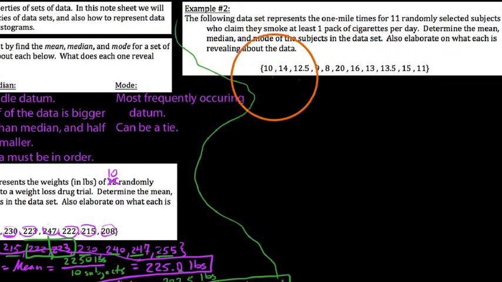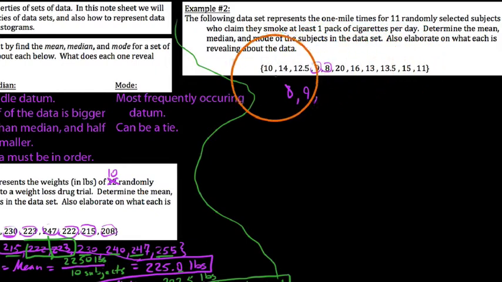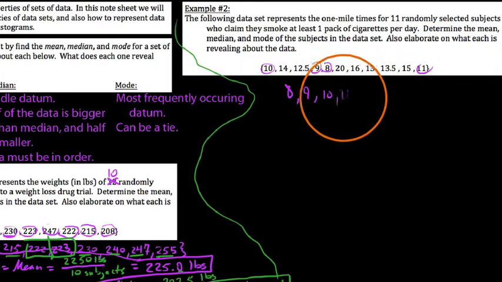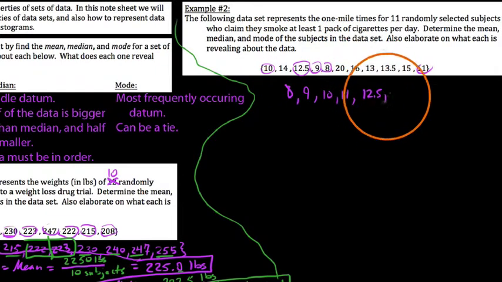So the first thing, again, we're going to put this data set in order. I'll go a little bit faster this time. 8 looks like my minimum mile time. 9 is my next mile time. I don't see a 10. Oh, I do see a 10. We have a 10 and I see 11 on the other side. So we have 10, 11. Do I see any 12s? Don't see a 12, but I see a 12.5. So we say 12.5 mile time.